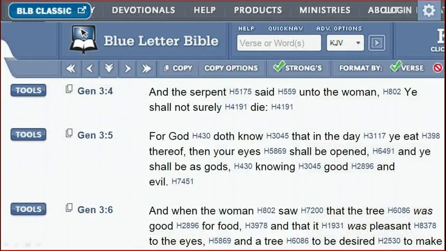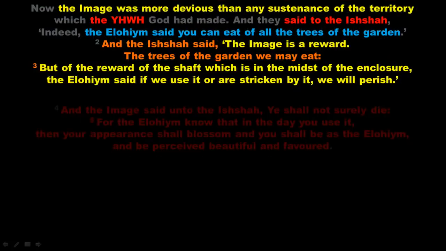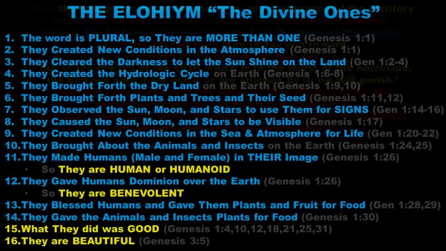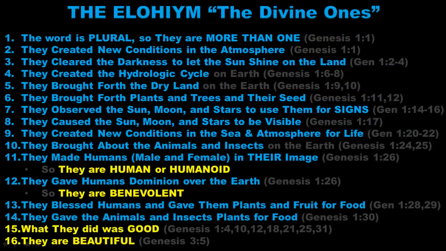So verses 4 and 5 can also say, "And the image said to the Isha, You shall not surely die, for the Elohim know that in the day you use it, then your appearance shall blossom, and you shall be as the Elohim, and be perceived beautiful and favored." So this tells us a few things. First, it tells us the Elohim are beautiful. So not only are the Elohim generous, benevolent, and human or humanoid, but Genesis 3:5 tells us they're also beautiful.